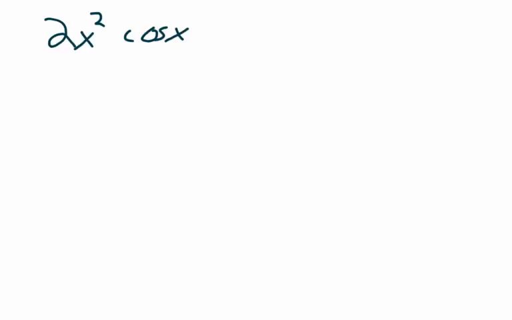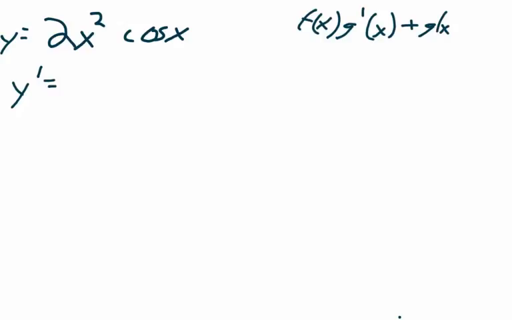Alright, so we're going to start off with 2x squared cosine of x, and we're going to obviously start off with y equals, so that we can take the derivative. So in the derivative of the product rule, what we are going to do is we are going to have f of x times g prime of x plus g of x times f prime of x.